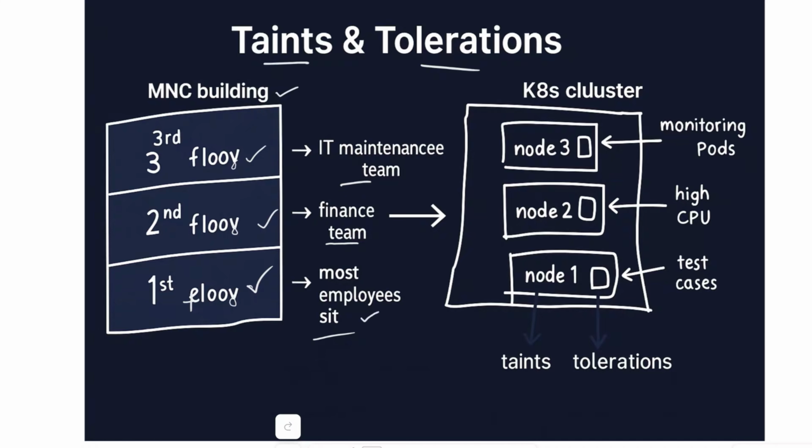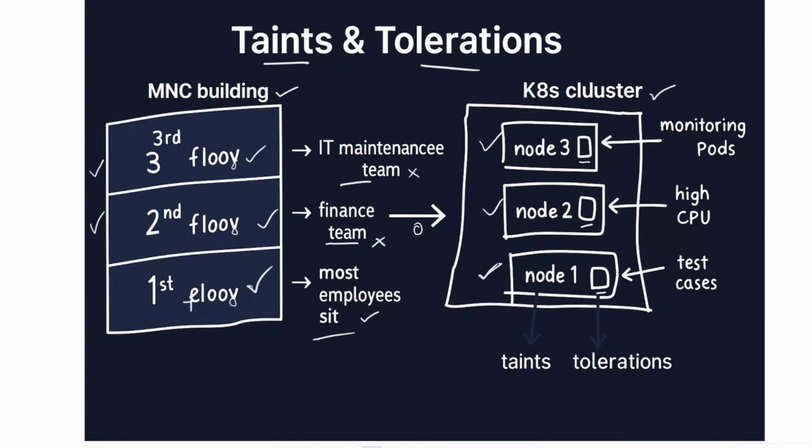Now the normal employees are not supposed to sit with the finance team or IT maintenance team on the same floor. By default, they are not allowed access to the second and third floors. Access is controlled so that only the required employees can go to their respective floors. If we translate this to a Kubernetes cluster, think of the building as the cluster and each floor as a node. Inside the node, the employees represent the pods.